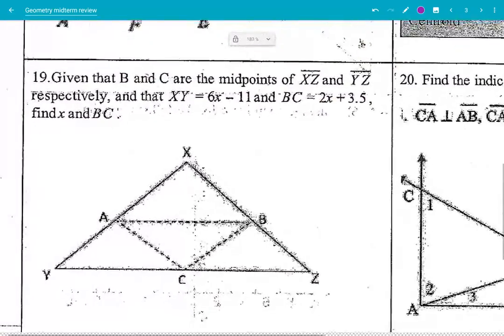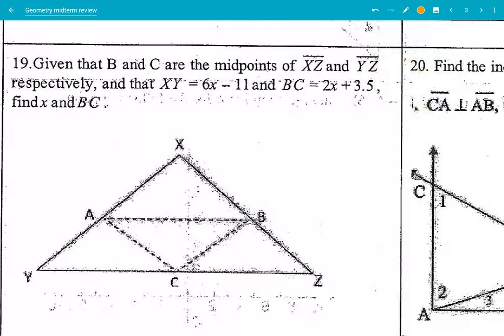All right, what we got here? We got some midpoints. Given that B and C are the midpoints of XZ and YZ, respectively. And of course, this is a midpoint as well. XY is 6x minus 11, and BC is 2x plus 3.5.